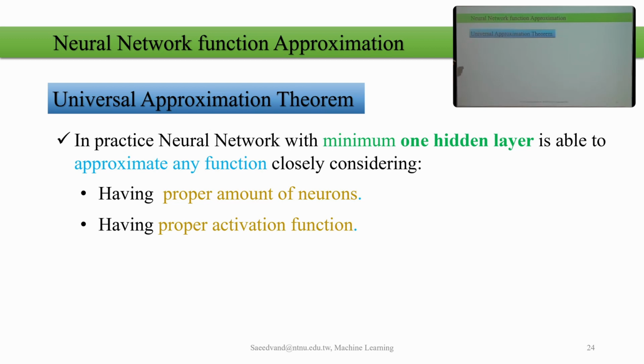So for neural networks, we have the universal approximation theorem. Let's define it. In practice, a neural network with a minimum of one hidden layer is able to approximate almost any function closely. This is very interesting to know. We know deep learning and multi-layer perceptrons, and we will discuss them, we can add many layers, but the universal approximation theorem says that if you have a neural network with one hidden layer, enough neurons, and a proper activation function for those neurons, it gives you a good approximation. You don't need to make it very complex. With one hidden layer, you can make it work.